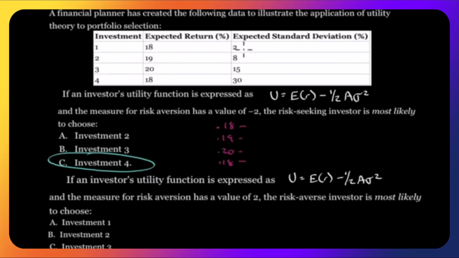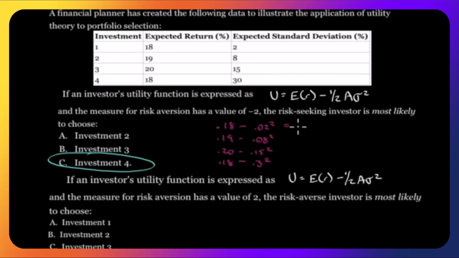This is expected standard deviation, so it'll be 0.02 squared. Next one is 0.08 squared. This is 0.15 squared. This is 0.3 squared. Again, I just want to be clear that even if I put in the 1/2, A is 2, 1/2 of 2 is 1. This would simplify to 1 anyways. There's no point in putting it in.